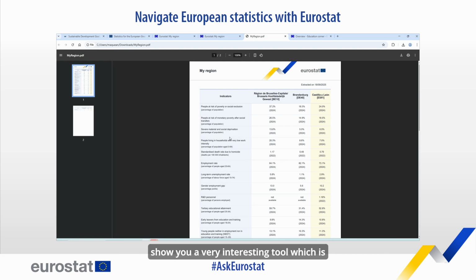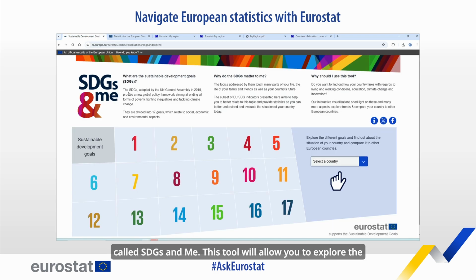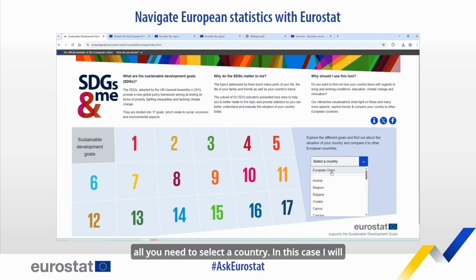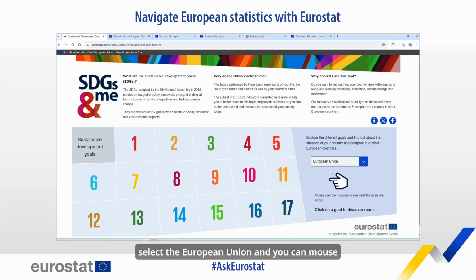And now I will show you a very interesting tool, which is called SDGs and Me. This tool will allow you to explore the different Sustainable Development Goals and find out the situation of your country compared with other European countries. First of all, you need to select a country. In this case, I will select the European Union.